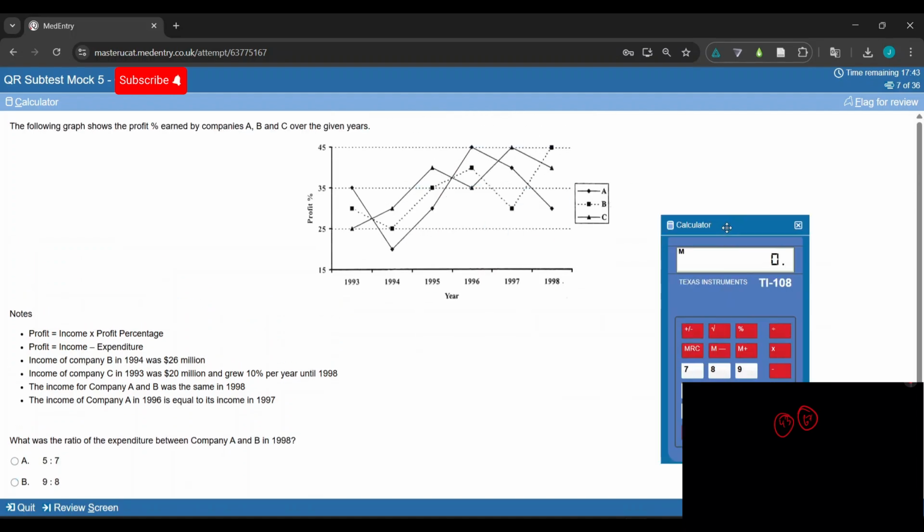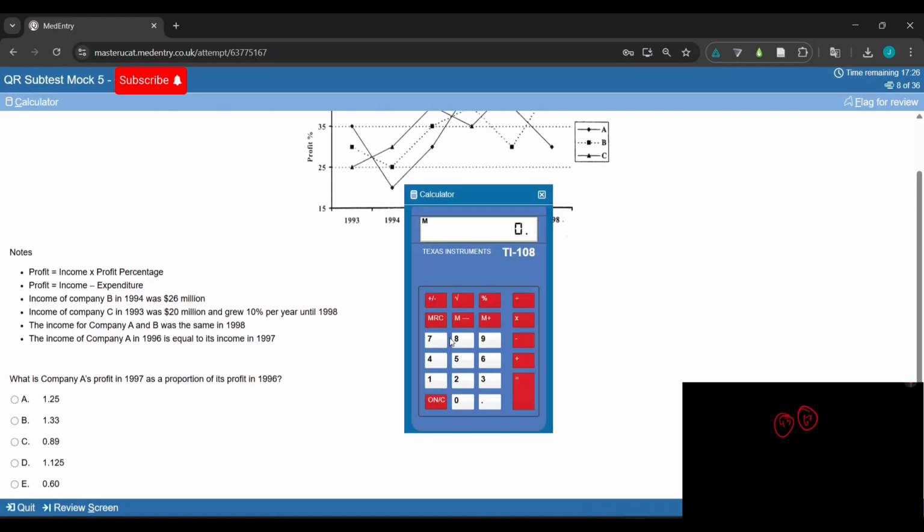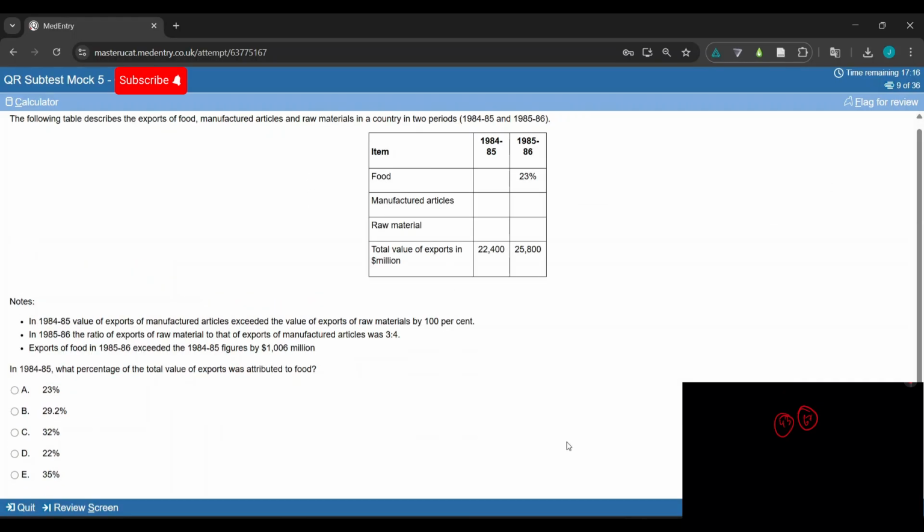What's the ratio of the expenditure between A and B in 1998? The expenditure between A and B. So the incomes are exactly profit equals income. Oh, that's a long question. I'm not bothering doing this. What is company A's profit in 1997 as a proportion of its profit in 1996? Okay, so kind of long as well. I'm going to skip this one.